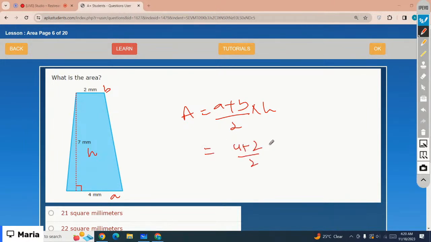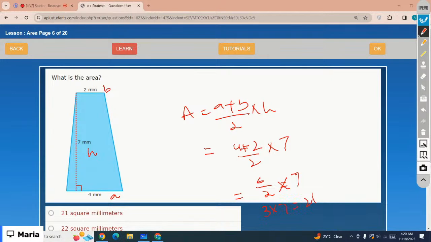4 plus 2 over 2 times 7. 4 plus 2 is 6. 6 over 2 is, you need to divide first, right? 3, and 3 times 7 makes 21. So the correct option is 21 square millimeters, right?